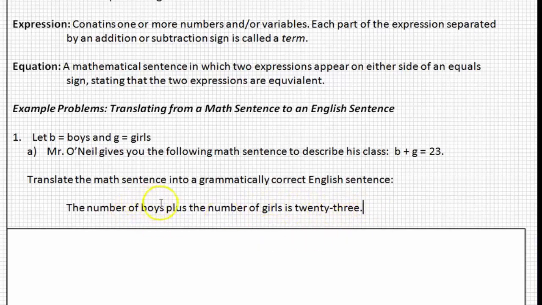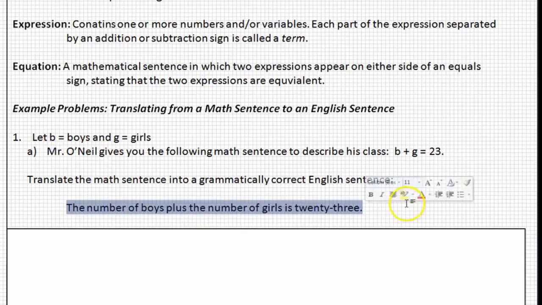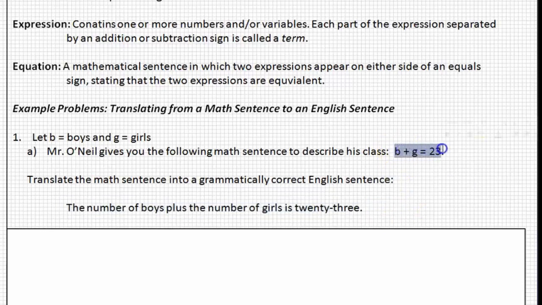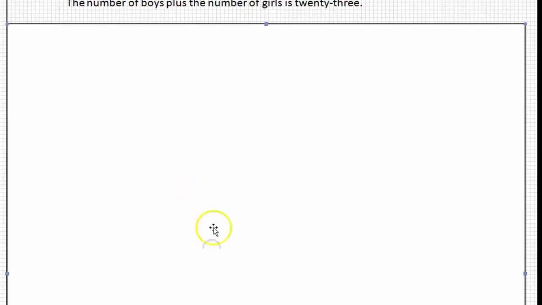Now there's a few other ways you could have said or written that. Maybe said the number of boys and the number of girls is 23. Maybe you added in that it was Mr. O'Neill's class, but this would be the most basic way to translate this equation. And again, we want it to be grammatically correct, but we don't want it to give us too much information. So let's try another one.